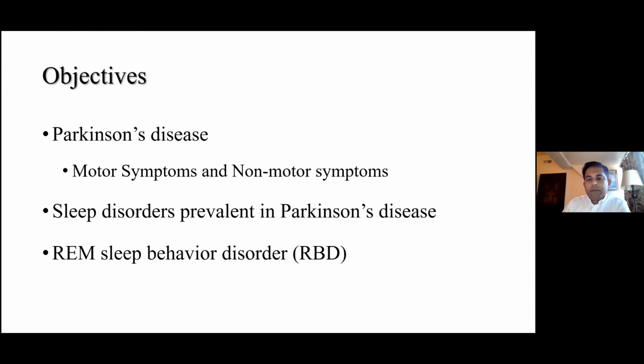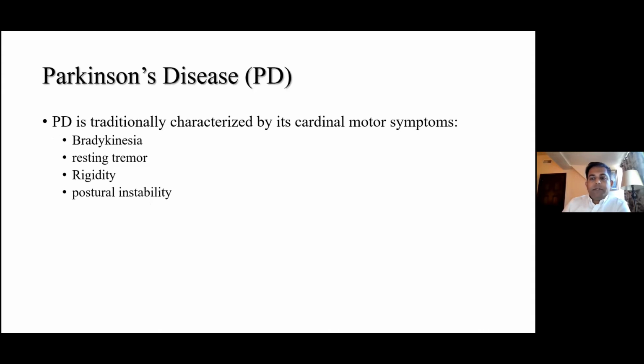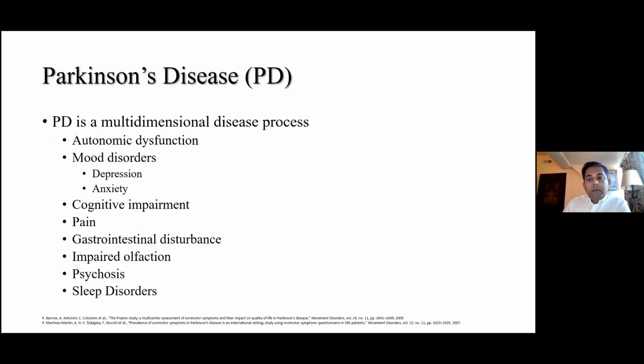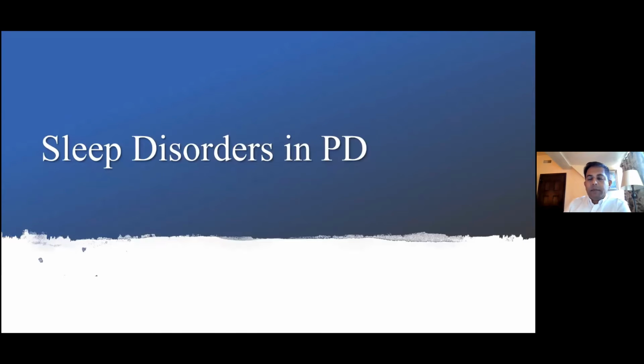in patients with Parkinson's. As you're aware, Parkinson's is traditionally characterized by its cardinal motor symptoms, which can include bradykinesia, resting tremor, rigidity, and even postural instability. But it's important to note that Parkinson's, in fact, is a very multidimensional disease process with a myriad of non-motor symptoms that can include autonomic dysfunction, such as impaired blood pressure control, mood disorders such as depression and anxiety, cognitive impairment or memory issues, pain, GI disturbances like constipation, olfactory or sense of smell issues, psychosis, and of course, sleep disorders. So let's dive into the different sleep disorders that we'll see in this patient population.